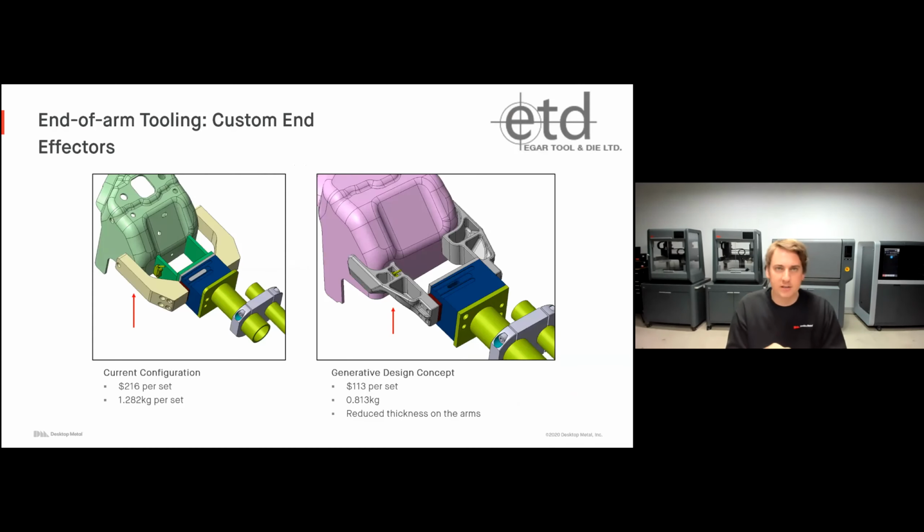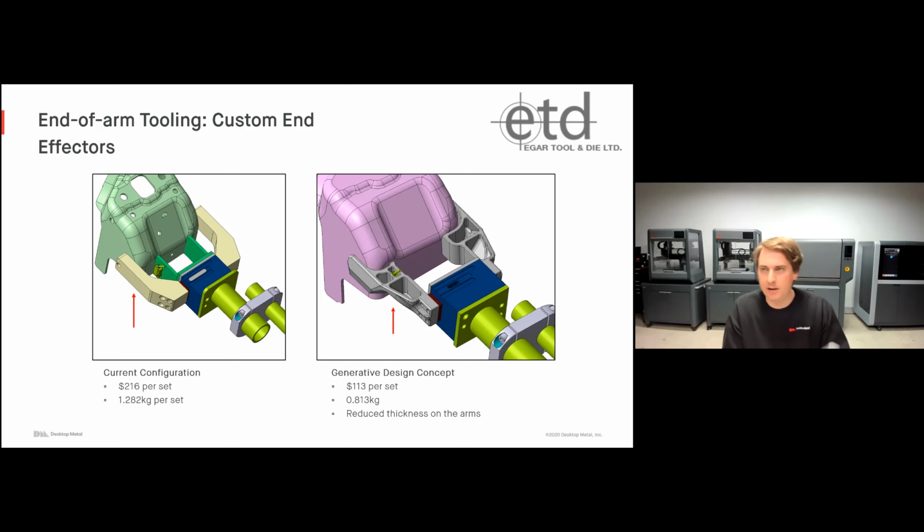A great example of this is this custom end effector from our customer Egger Tool and Die. You can see the original geometry on the left, very, very simple. It was costing them $216 per set to produce these parts, and they were weighing 1.2 kilograms per part because the parts were designed to be as simple as possible, where we're really optimizing it to be low cost to machine rather than optimized for its application.